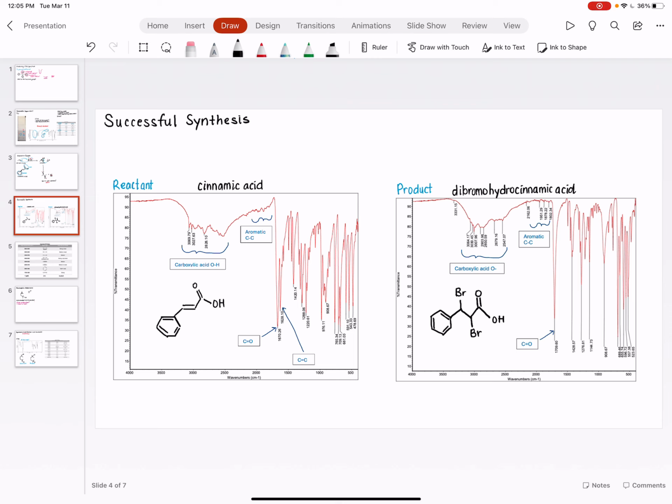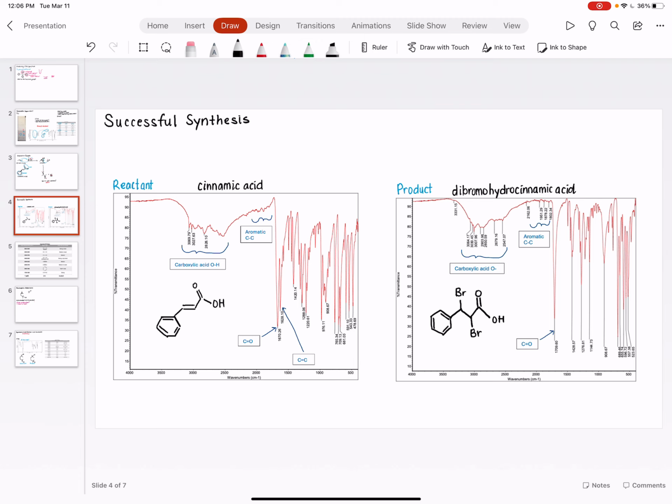We'll take a look at the reactant, cinnamic acid. I have the FTIR on the left here, and then the product, dibromohydrocinnamic acid, here on the right. As you can see, I've drawn both structures on the FTIR and the corresponding FTIR. So let's take a look first at the reactant and just look at the functional groups, and then we'll compare to the product. And we'll ask questions like, is this functional group still present? Should it be present? And if it's not, why did it disappear?